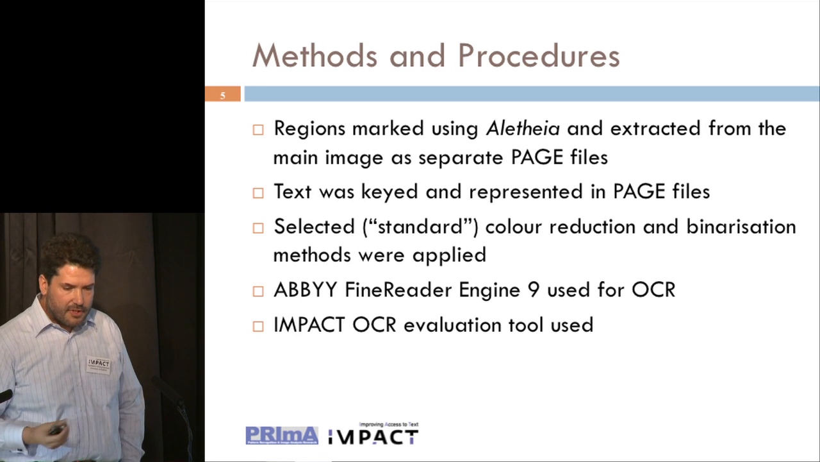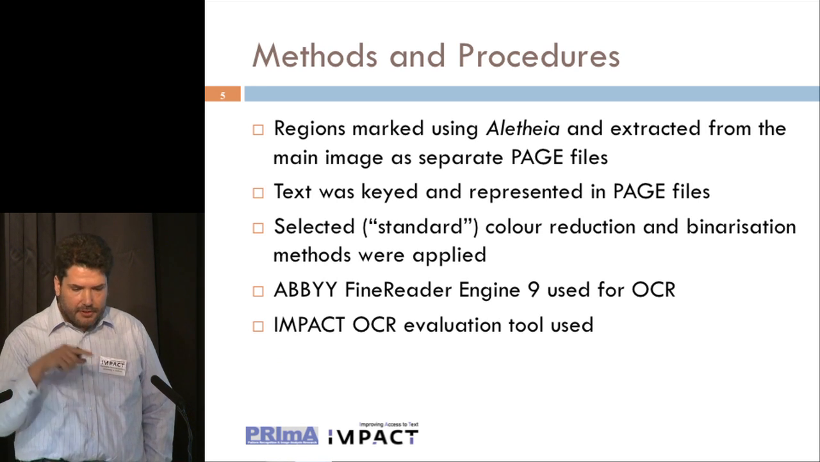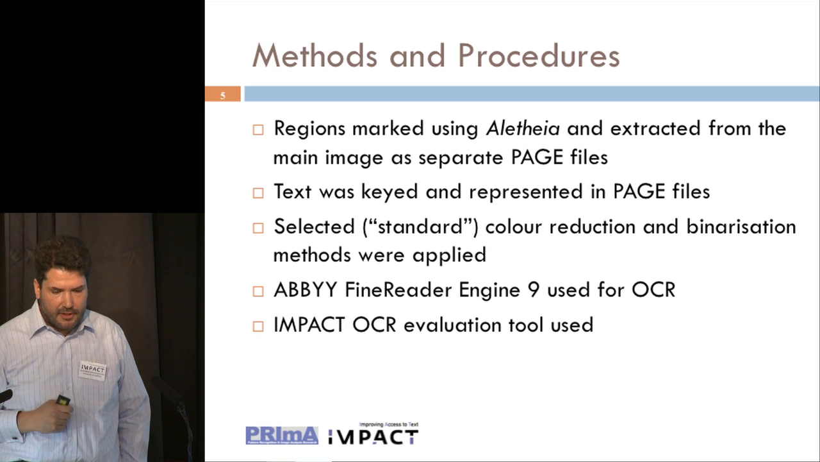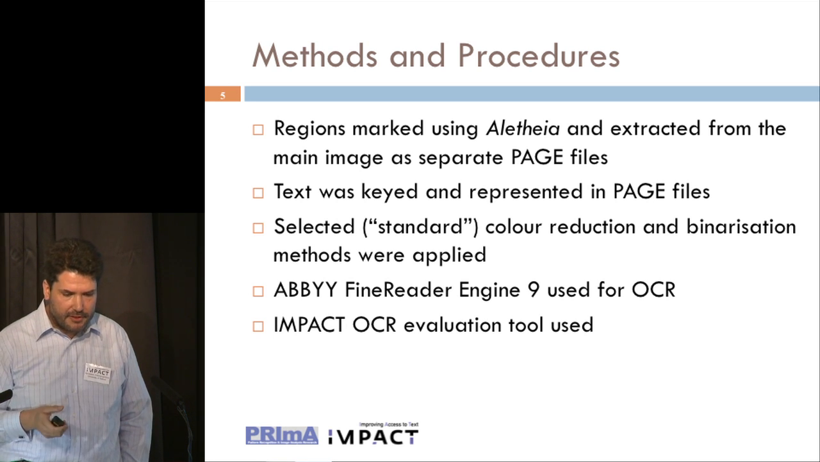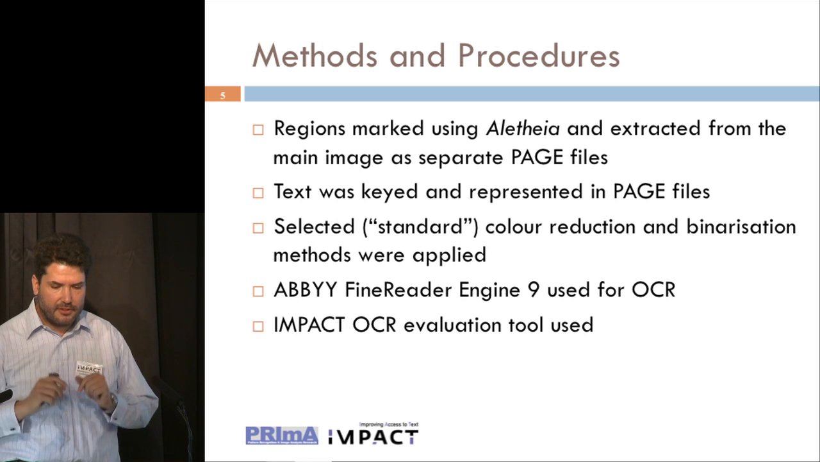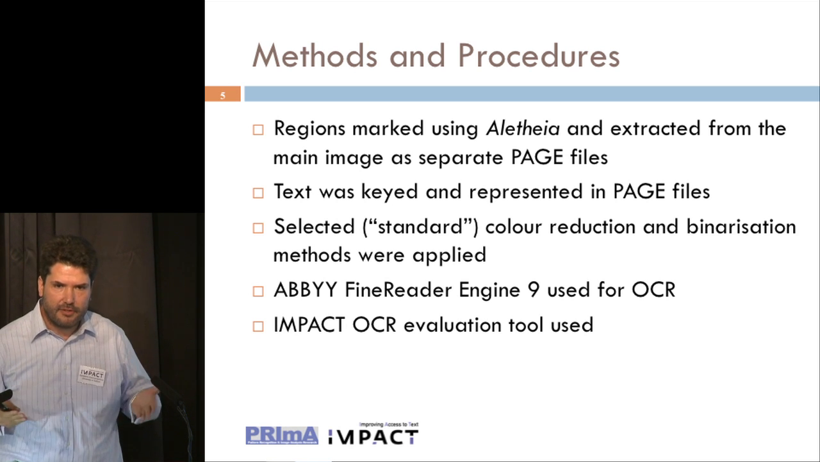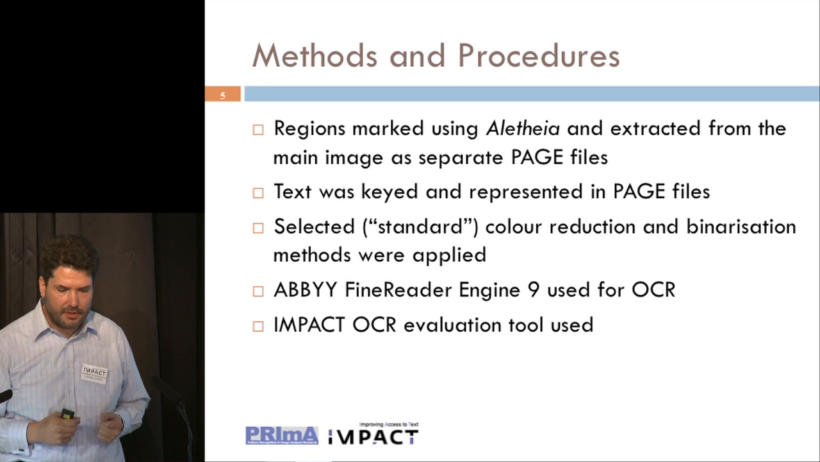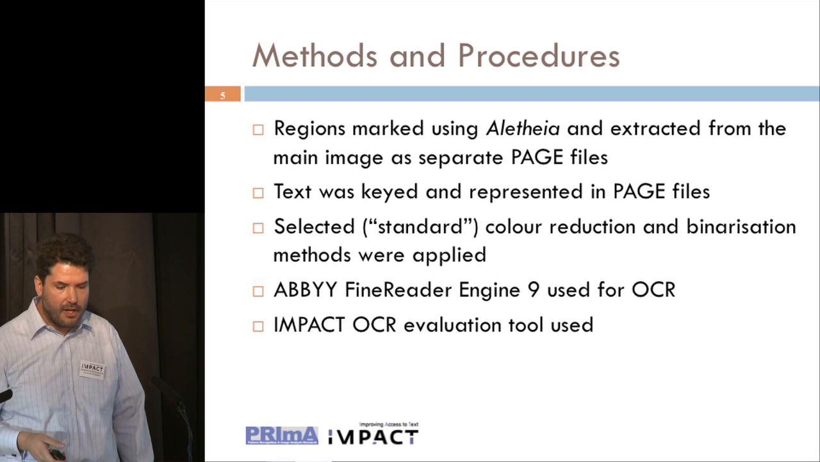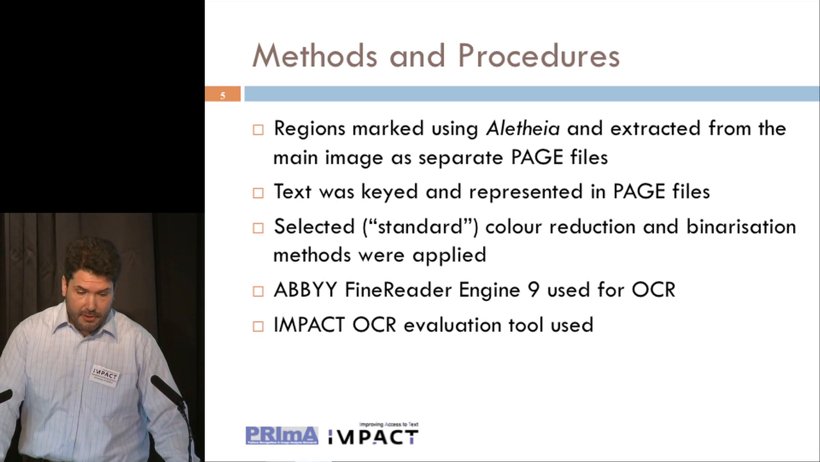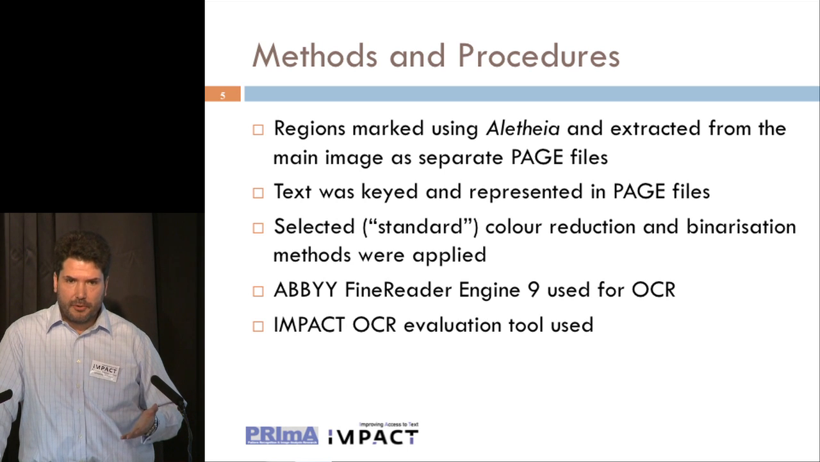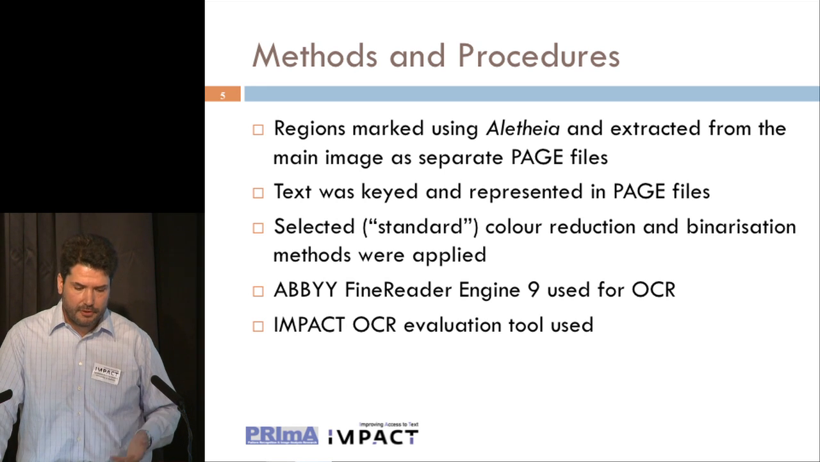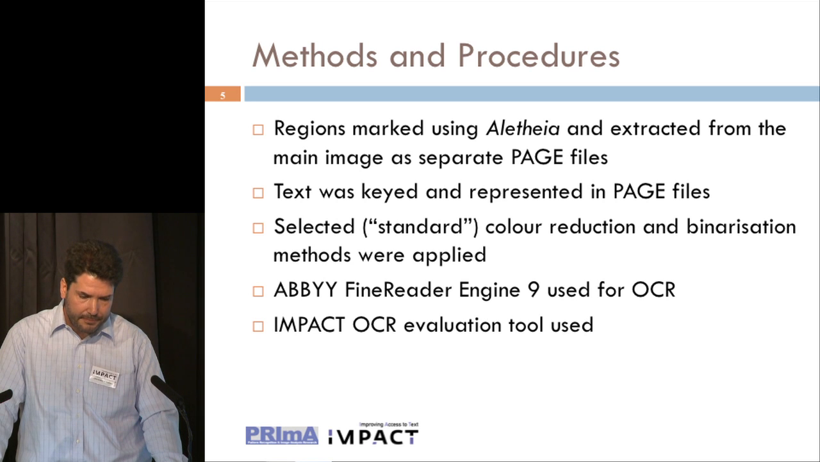So what we did, we used some of our tools developed in Impact. We marked appropriate regions using the Aletheia ground truthing tool that we had developed in Impact, and we saved them as extracted from the main image as separate page files. This is an XML format developed by Impact that's very detailed to store all these outlines and text and so on. The text was actually keyed to be 100% correct, so that's our ground truth, and stored again in that format, which enables us to evaluate using the Impact evaluation tools, the OCR evaluation tool in this case.